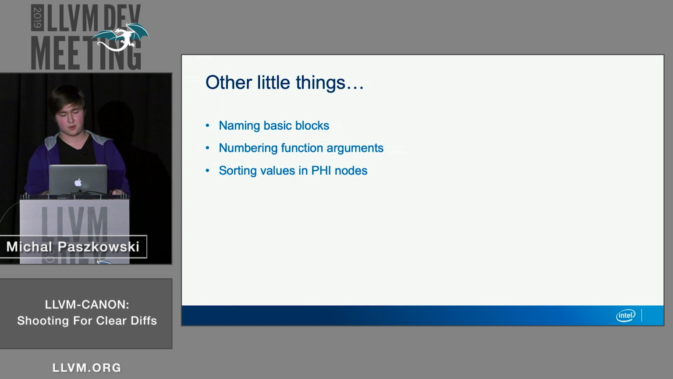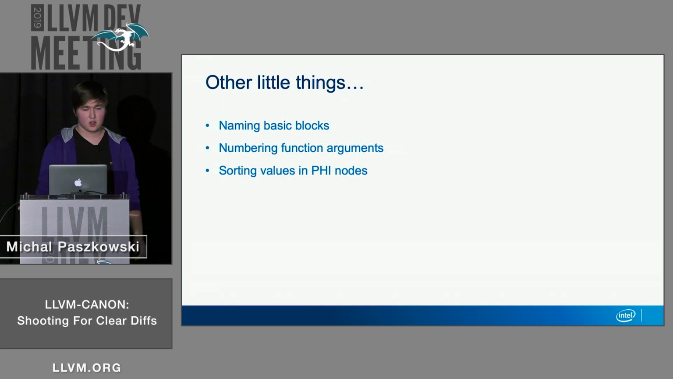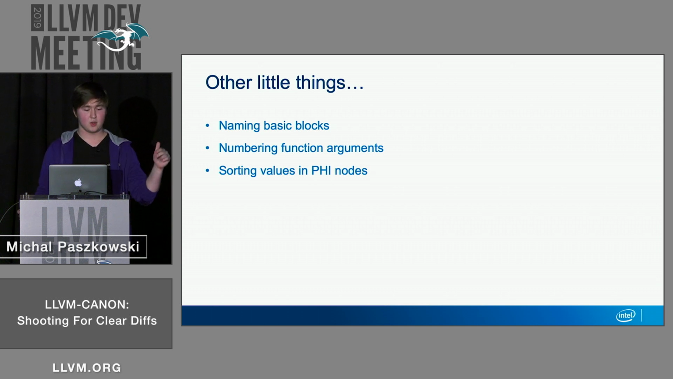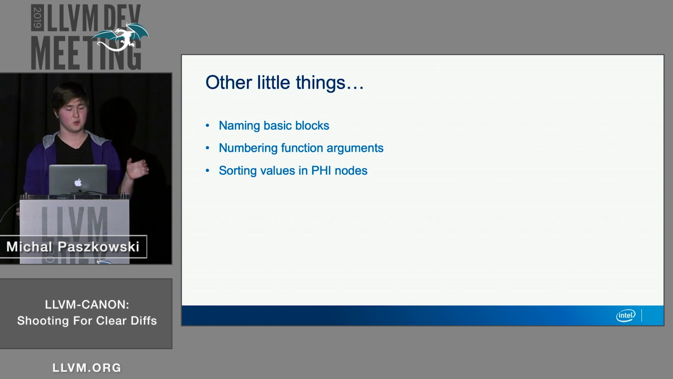Besides that, of course, the canonicalizer also does many different things. It names basic blocks. For naming basic blocks, we go through each basic block and generate a hash, which considers all of the instruction opcodes in a basic block. We also trivially number function arguments, and we sort values in phi nodes. After naming the basic blocks, we take a phi node and sort the values alphabetically.